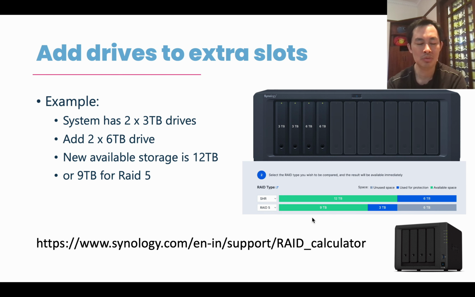Let's take a further example. What happens if we add another 6 terabyte drive in there? Now you can see how the numbers change. If you're using SHR, you'll see that the number would increase to 12 terabytes of space with a redundancy or protection of 6 terabytes. And if you're using RAID 5, so remember RAID 5 is 1 spare drive, it takes the lowest size drive and calculates it. So that is 3 terabytes times 3, which means you only get 9 terabytes of usable space and 3 terabytes of protected space. So as you can see from the RAID calculator, there is 6 terabytes of wasted space.